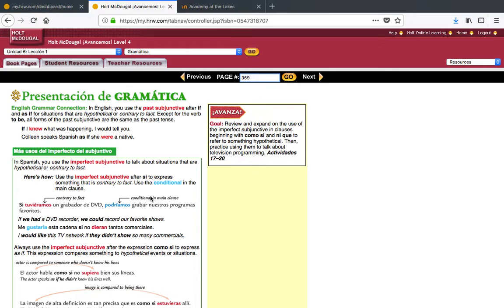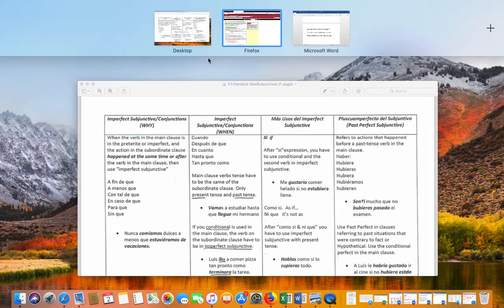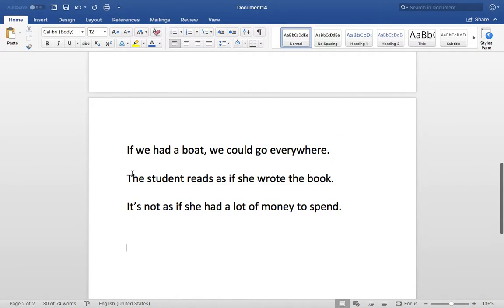We've been talking about imperfecto del subjuntivo for a while. You can also use imperfecto del subjuntivo to talk about situations that are hypothetical or contrary to the fact. All right, what does that mean? It's pretty much when we use if, when we use as if, and when we use not as if, okay? When you use those terms, you are talking about something contrary to the fact.